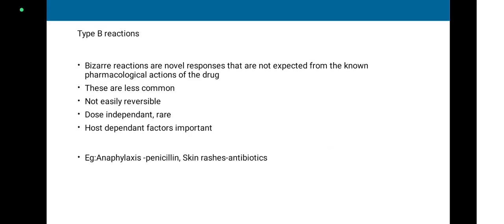Next type is bizarre type adverse reactions. Type B reactions of ADR are called bizarre type reactions. These are unpredictable, rare and not dose dependent, and comparatively very less common. They are not easily reversible, and these reactions are mostly host dependent factors also coming into play in type B reactions. Examples are anaphylaxis by penicillin, skin rashes which are caused by antibiotics.